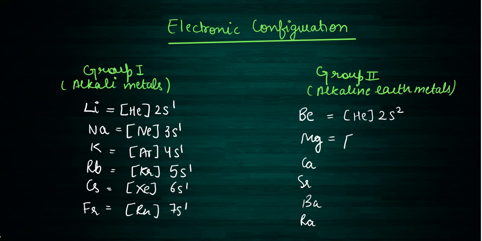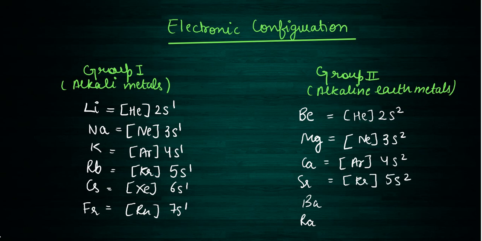Similarly goes for magnesium, 3s2. Similarly goes for calcium, which is argon 4s2. For strontium, it's krypton 5s2. For barium, it is xenon 6s2. And for radium, it is 7s2. Now, as we can clearly see, in group 2 all the elements' last electrons enter in s orbital, and they have last two electrons in s orbital.